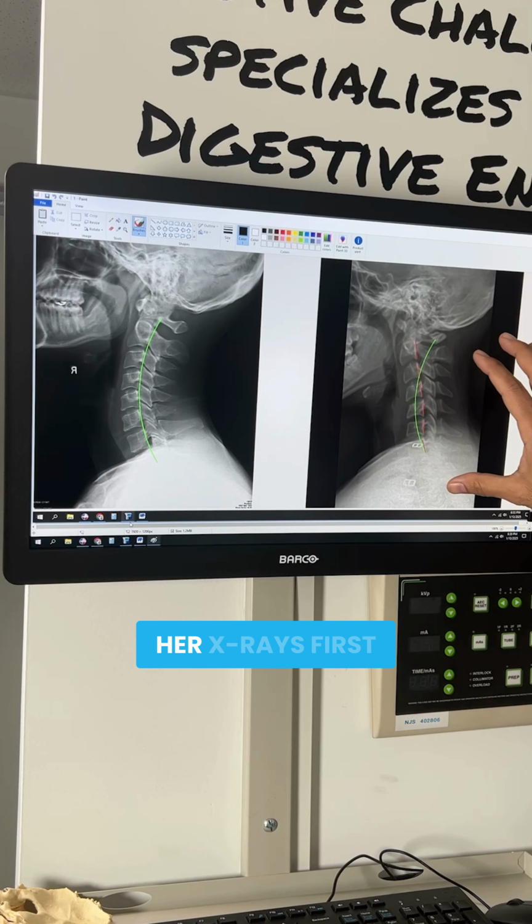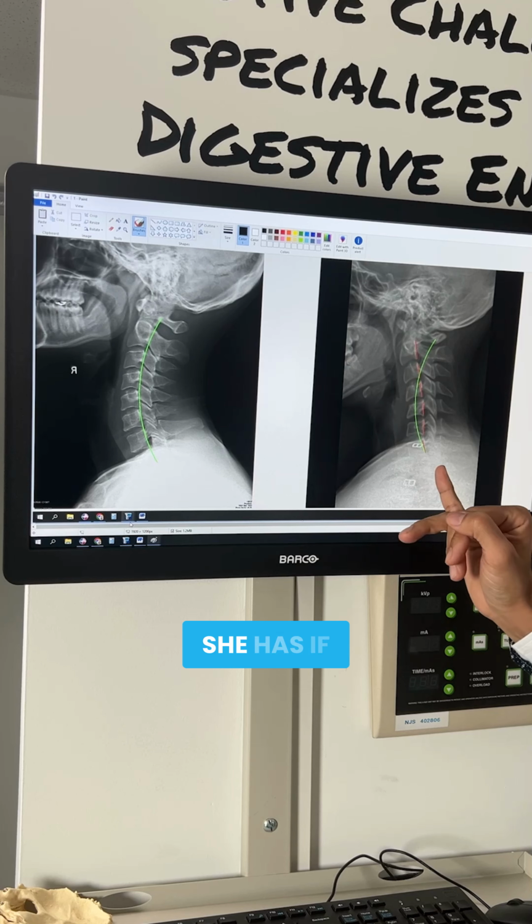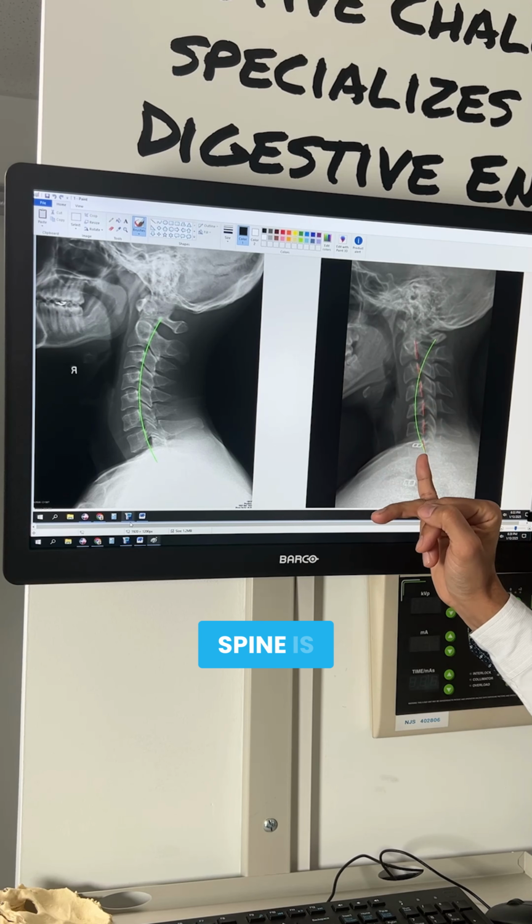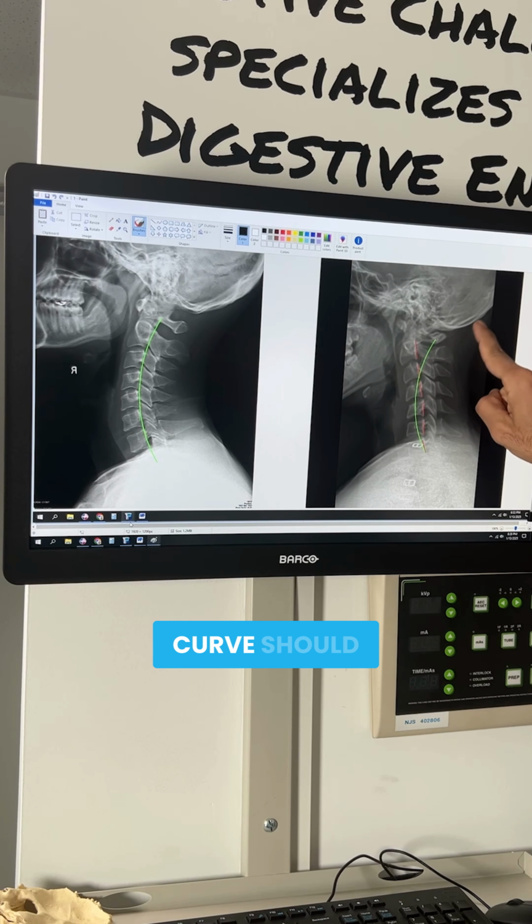When we're looking at her x-rays, the first thing we're seeing, if you see the red dotted line, is that her spine has a reverse curve. The normal curve should be where the green line is. That's the first thing that we're looking at.